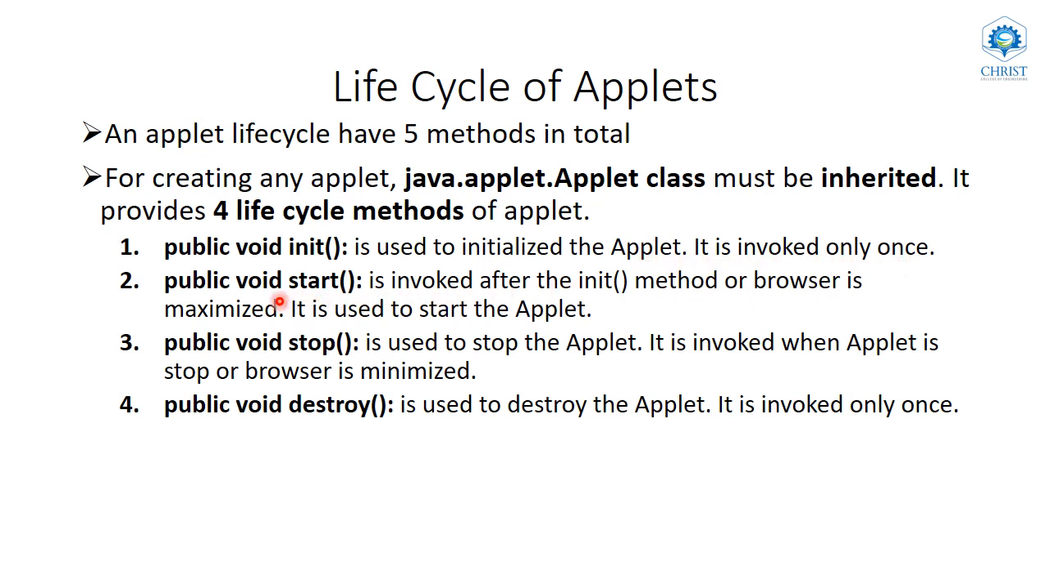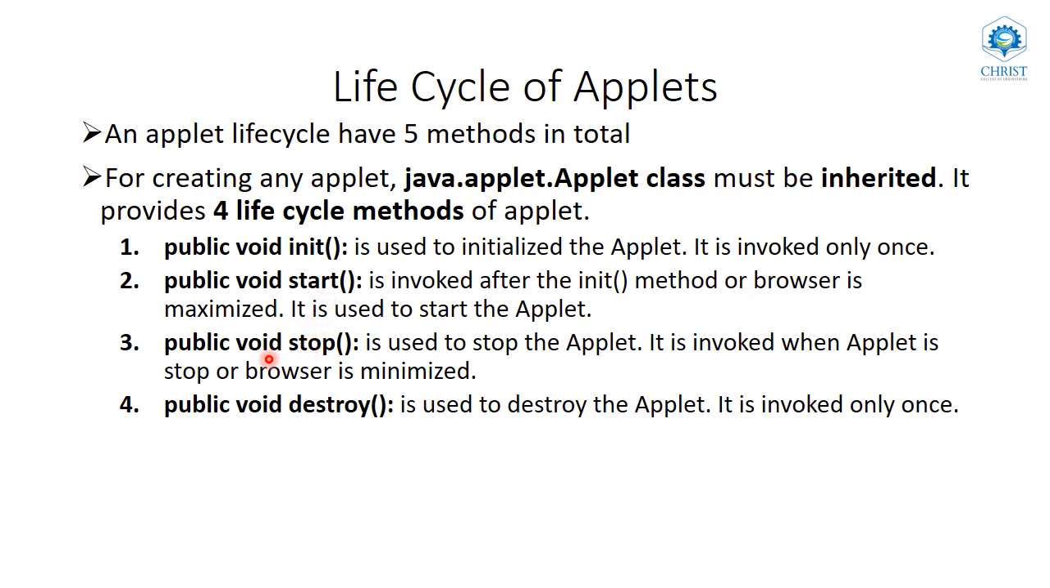The second method among the 5 methods is start. It is automatically invoked after the init method is completed, or when the browser is maximized. Suppose we have minimized our browser for some time and then we try to maximize it, then at that time also the start method will be invoked. And this method, as the name indicates, is used to start the applet.